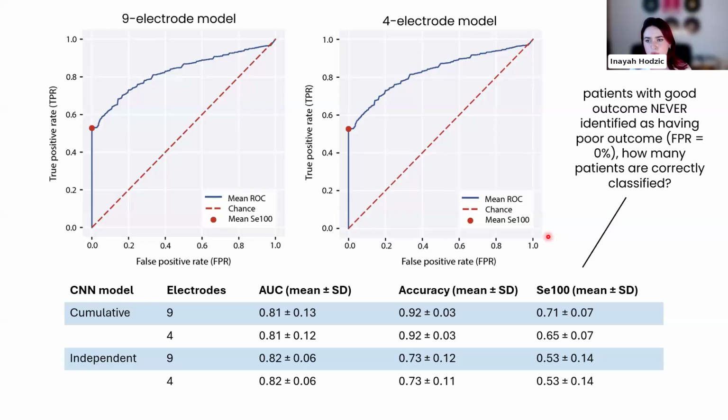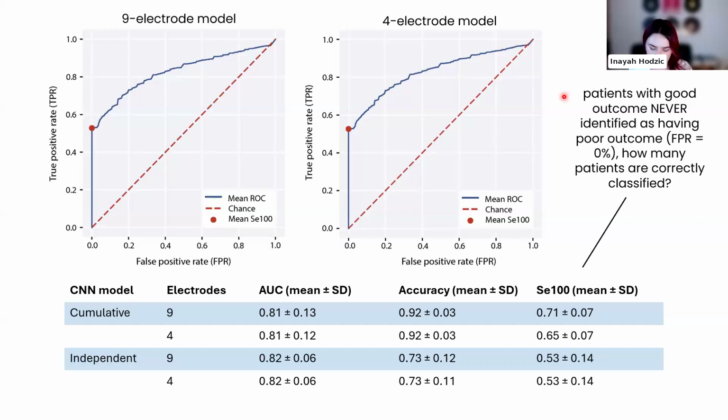So this is particularly important because with this metric, we set a requirement that patients with good outcome are never wrongly identified as having poor outcome, and then ask how many of the remaining patients are correctly classified and predicted as having poor outcome. This is important because in neurocritical cases like this, having a false positive has much more catastrophic and negative consequences than having a false negative, for example.